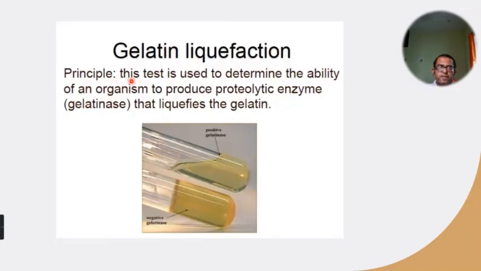This is the gelatin test, which is positive. It shows liquefaction of gelatin like this. If the gelatinase enzyme is not produced by the bacteria, then the gelatin stab remains as it is. There will be no liquefaction. But Staphylococcus aureus is able to produce the gelatinase enzyme, so it can liquefy the gelatin.